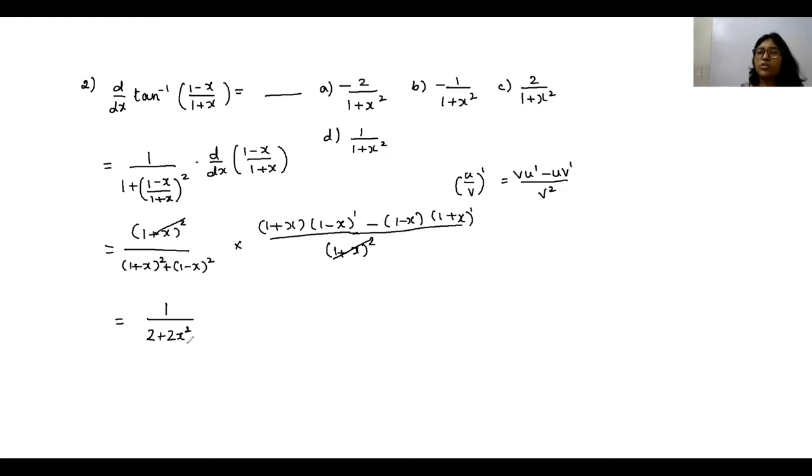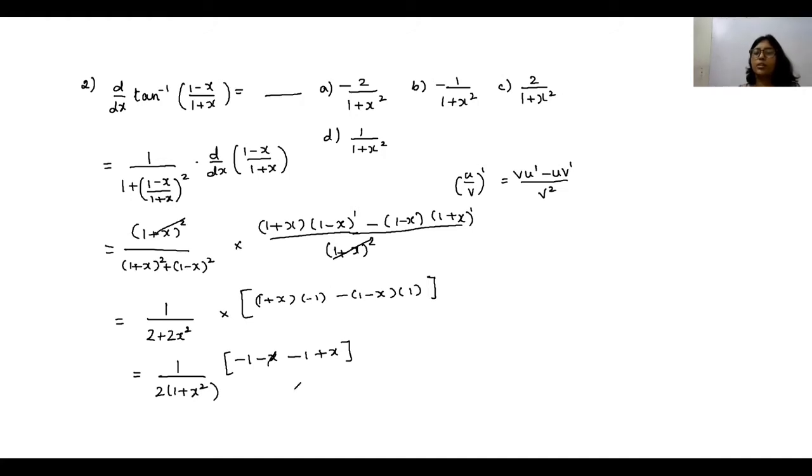So we have 2 plus 2x square, 1 plus x into minus 1, and the derivative of 1 plus x is 1 over here. 2 common, and this is minus 1 minus x minus 1 plus x, and that leaves us with minus 2, and that will get cancelled with the denominator. We have minus 1 upon 1 plus x square.